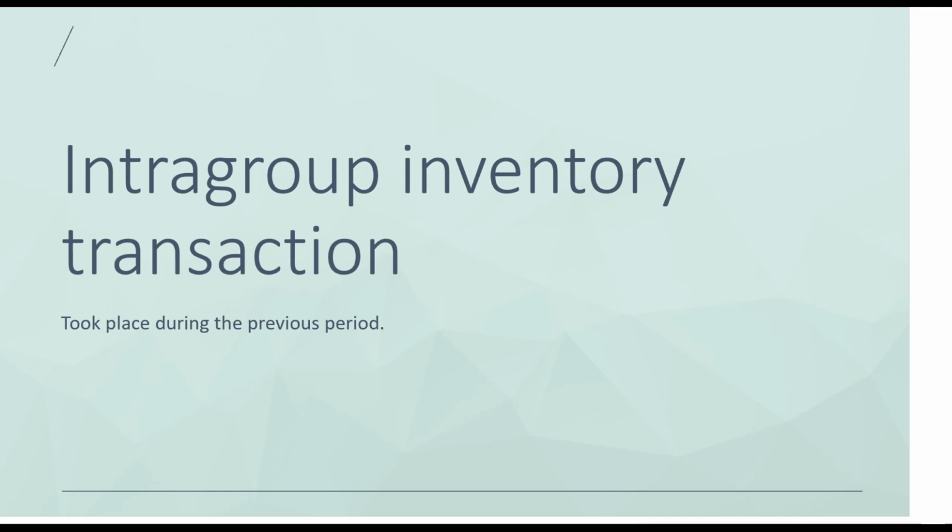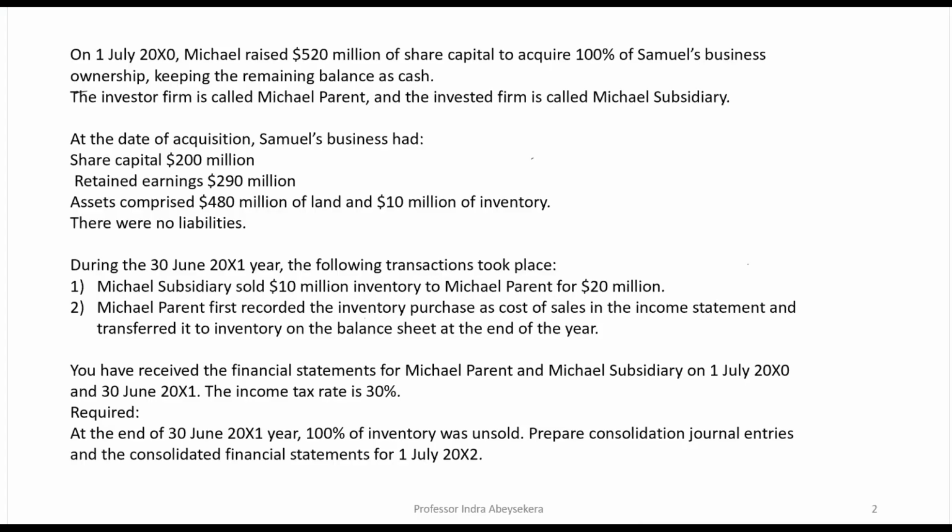This video looks at an intergroup inventory transaction that has taken place during the previous period. In this example, on 1st of July 20X0, Michael raised 520 million of share capital to acquire 100% of Samuel's business ownership, keeping the remaining balance as cash. The investor firm is called Michael Parent and the invested firm is called Michael Subsidiary.